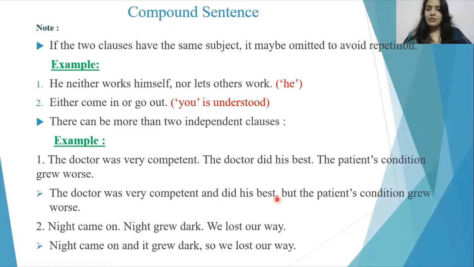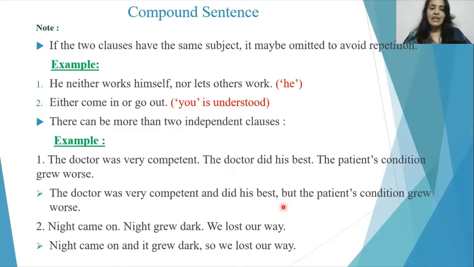But you know, in the third sentence, we can observe something different. The patient's condition grew worse. This is the opposite. The doctor is the best and competent, but the condition is not improved. So that's why we will use "but" here: but the patient's condition grew worse. So this way we join these three sentences by using the coordinating connectors "and" and "but".